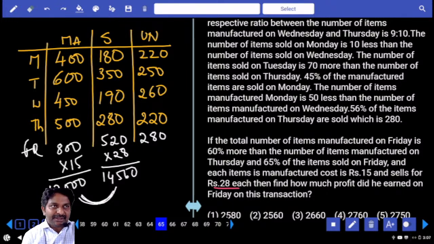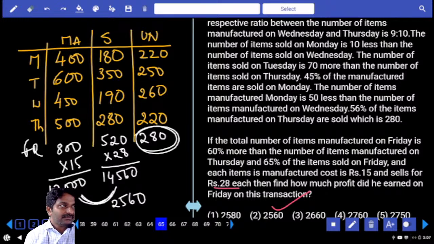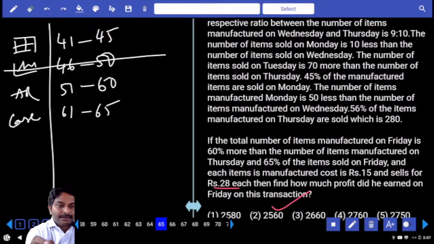That means the difference between selling price and cost price, which is 2560. Follow? 2560, second option. We need not consider unsold items here because they were not sold. So the caselet is also over. Shall we go for the table now?